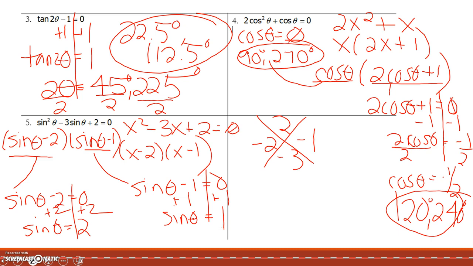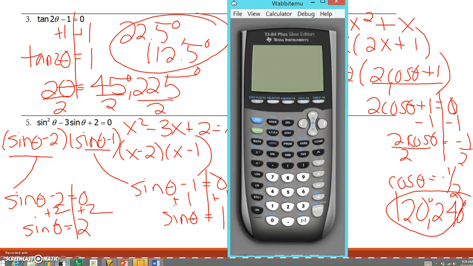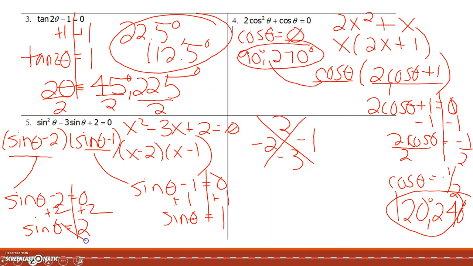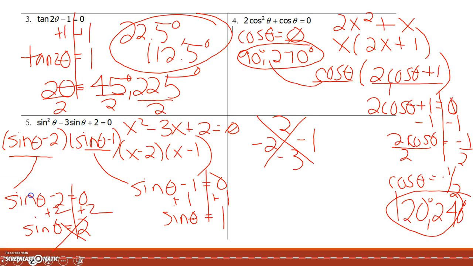So sine theta equal 2, that is not on the chart or the unit circle. If it's not in either of those places, I'm going to just grab my calculator. And so I do second sine of 2. You get an error, so that's a dead end. So this one has no answers. So sine theta equaling 1, that's not on the unit circle, so I check my table here. So I go to my sine column and I figure out where it equals 1. It equals 1 at 90 and nowhere else. So the only answer to this one is 90 degrees.